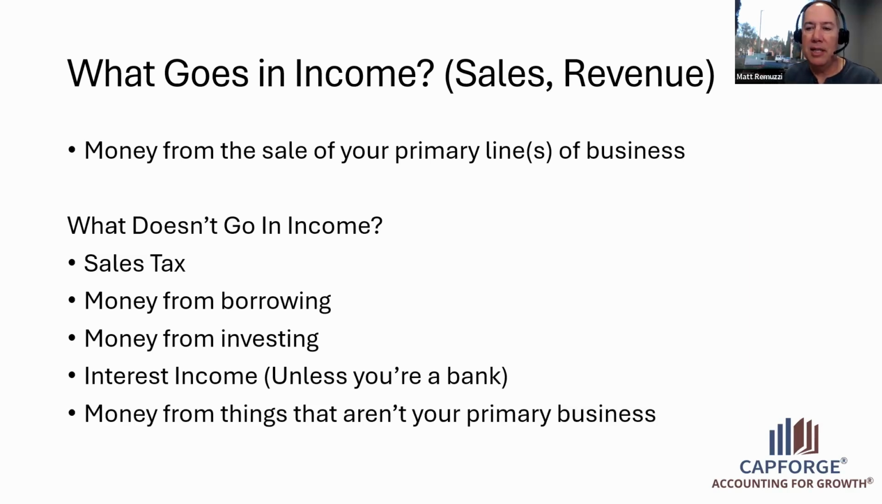Likewise, money from things that aren't your primary line of business. If you have a truck as part of owning your business, let's say you're a plumber, you have a truck that you use for your plumbing business, and after a few years, you decide to sell that truck so you can buy a new one. Well, when you sell that truck and say you sell it for $30,000, that $30,000 doesn't go in the income section of your profit and loss.